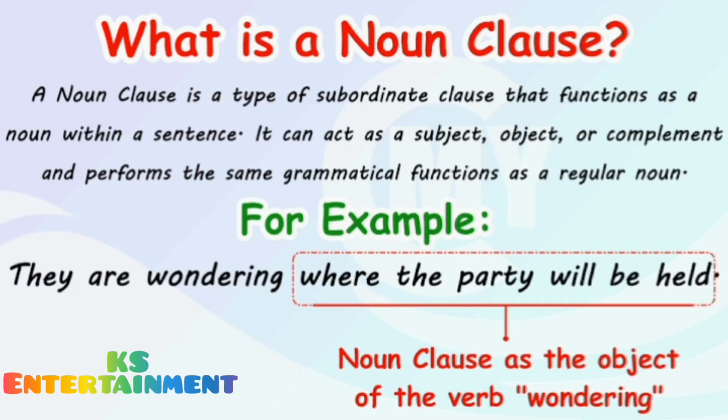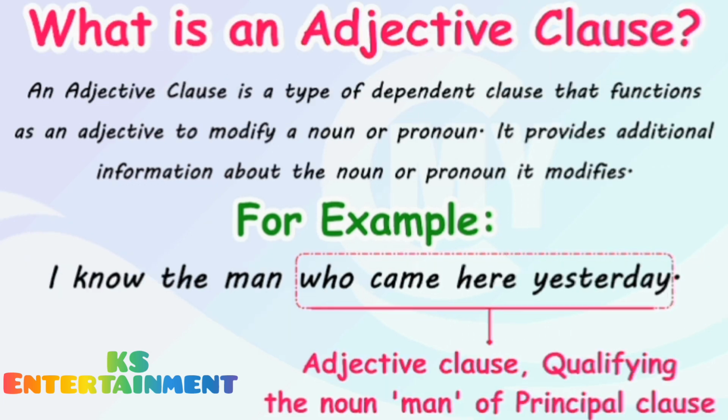What is a noun clause? A noun clause is a type of subordinate clause that functions as a noun within a sentence. It can act as a subject, object, or complement and performs the same grammatical functions as a regular noun. For example, they are wondering where the party will be held. Where the party will be held is noun clause as the object of the verb wondering.